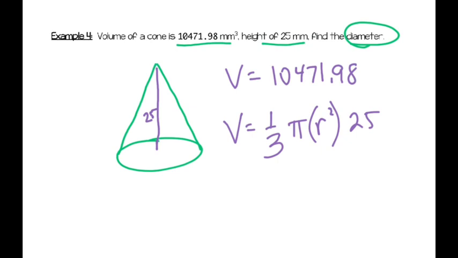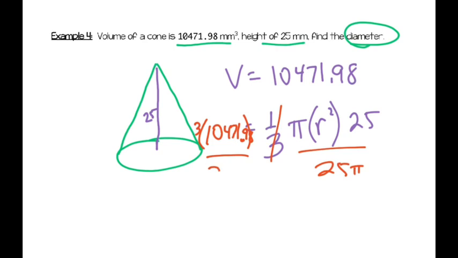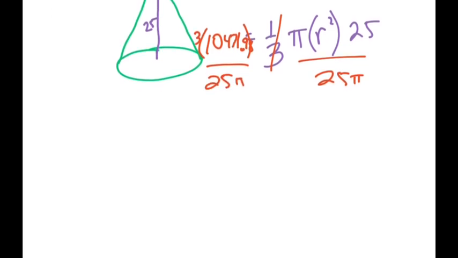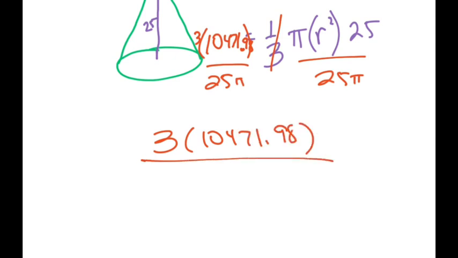So I'm going to replace the height with the 25, of course, and I'm going to solve this for r. Now the other thing I've got to put in right here is instead of volume, I'm going to put the 10,471.98. And then solve that. So you can go about doing this like I would multiply both sides by 3. And then divide by 25 pi. So what I've got is 3 times 10,471.98 divided by 25 pi, and that's equal to r squared. My 25 kind of looks like a 28, so I'm going to fix that.